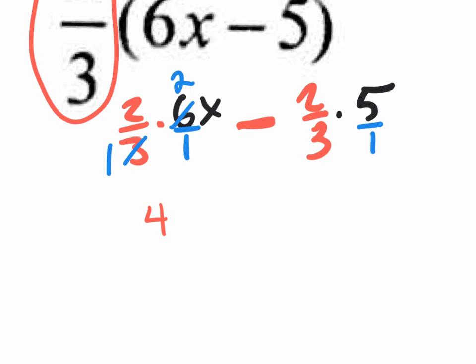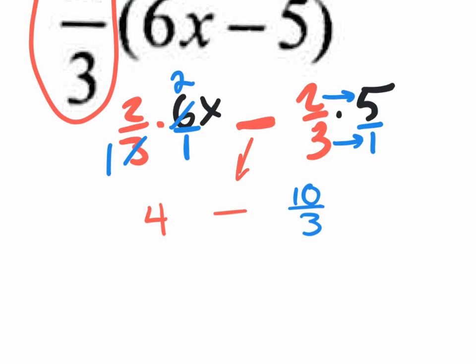Now, on this next fraction, could I cancel this 2 with that 1? No. Could I cancel this 3 with that 2? No. Or this 3 with that 5? No. There's nothing to cancel. So we just multiply top with the top, bottom with the bottom. So 2 times 5 is 10. 3 times 1 is 3. And then the minus sign that was between them stays between them.